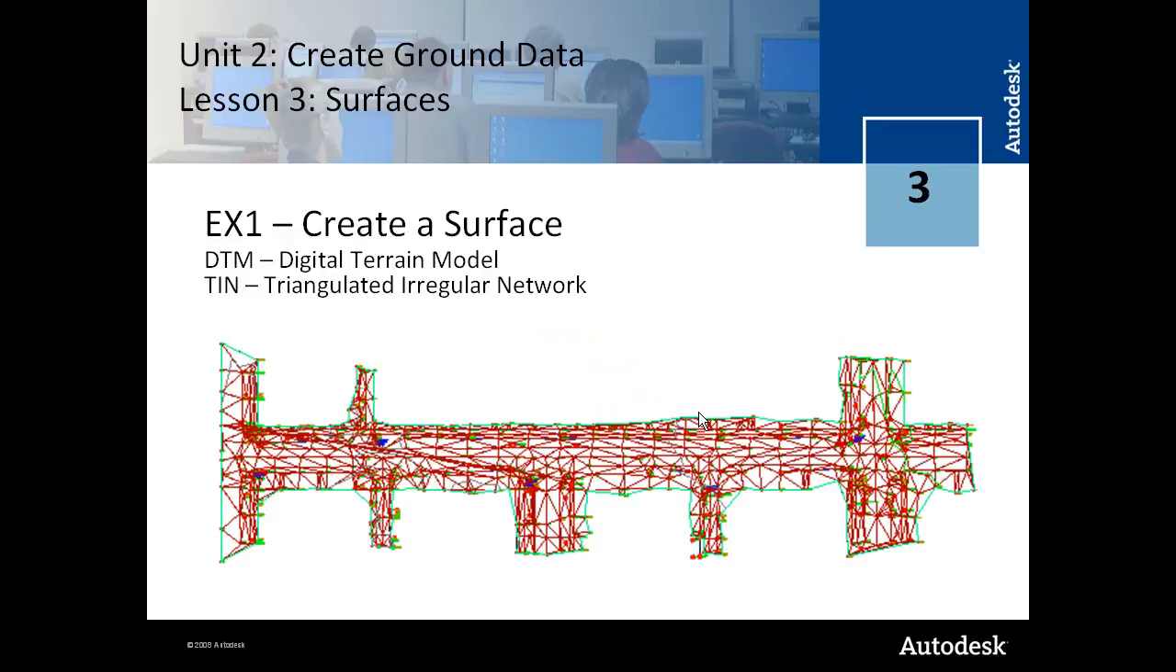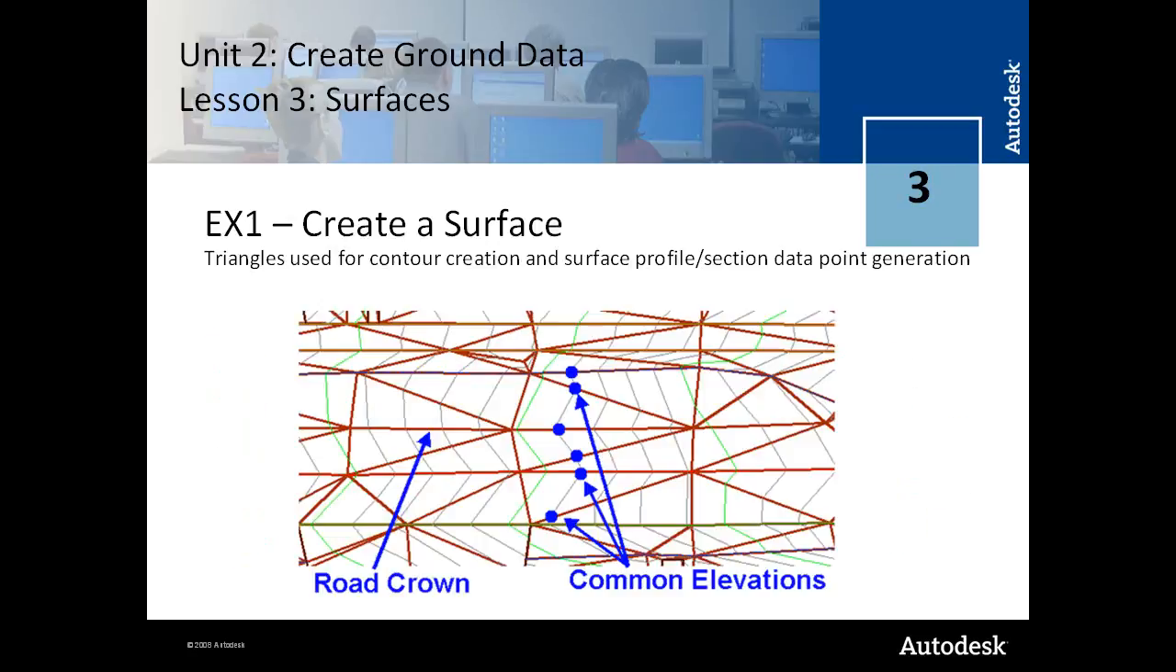Civil 3D represents a surface as a TIN, a triangulated irregular network. This is a type of DTM, which is a digital terrain model. Essentially, all of the points are connected based on 3D proximity, so the closest points are connected, and it forms a network of triangles. And the only rule is that the triangles cannot cross each other.